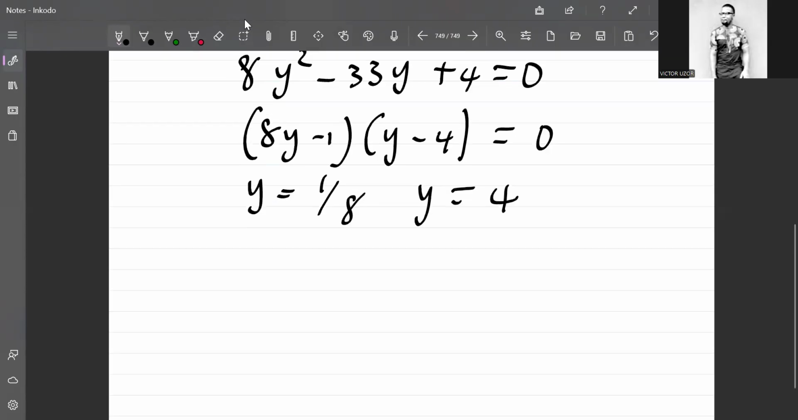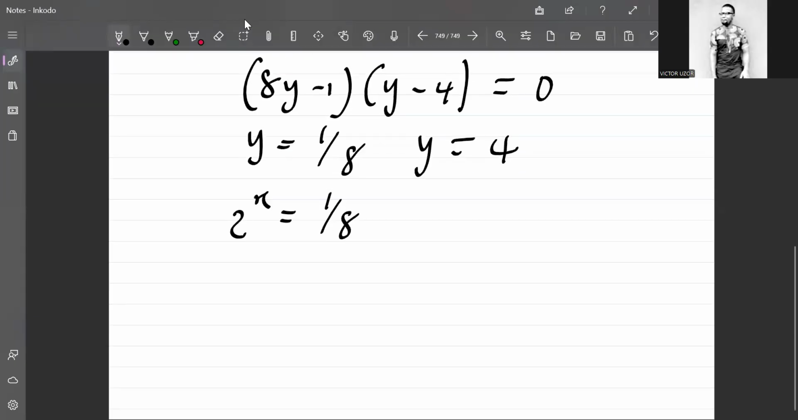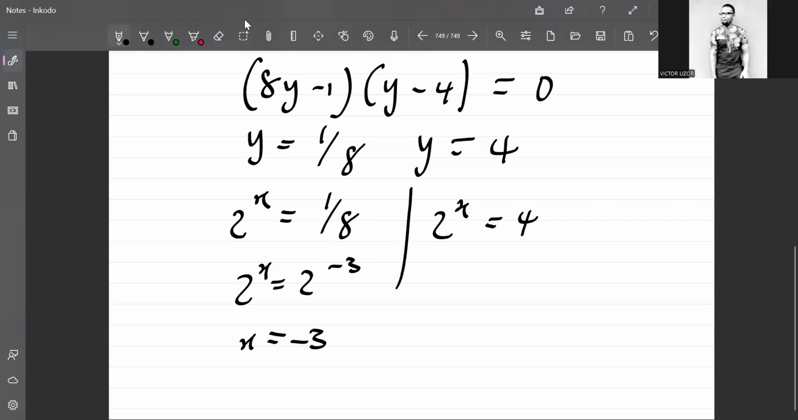So if that is the case, 2 raised to the power x is equal to 1 over 8. And by the law of indices, 2 raised to the power x is equal to 2 raised to the power minus 3. That means that x is equal to minus 3. And in this case, 2 raised to the power x is equal to 4. 2 raised to the power x is equal to 2 raised to the power 2. And x is equal to 2.